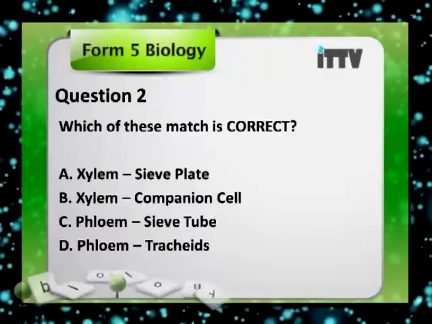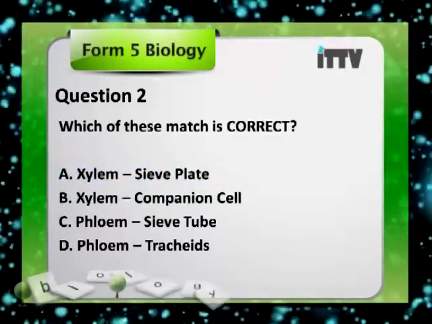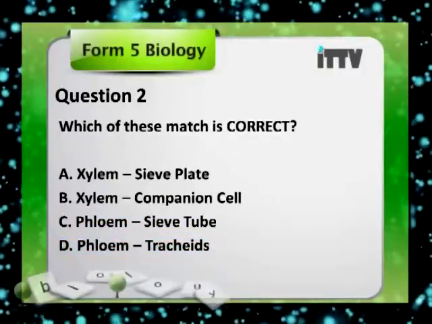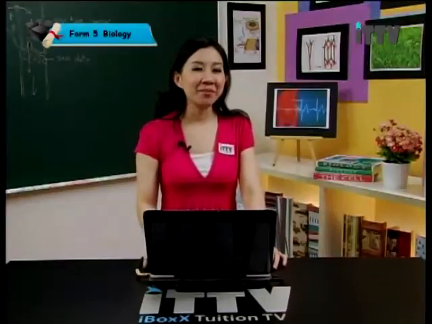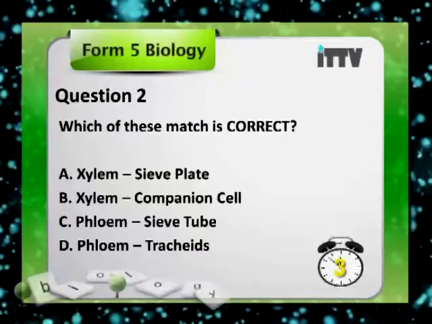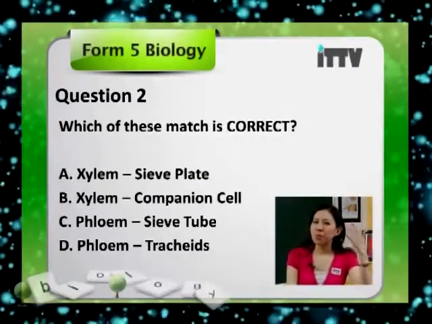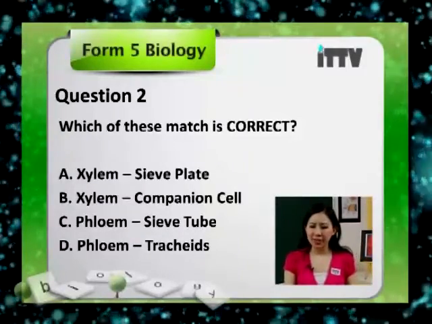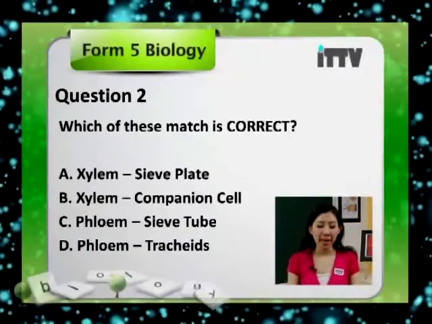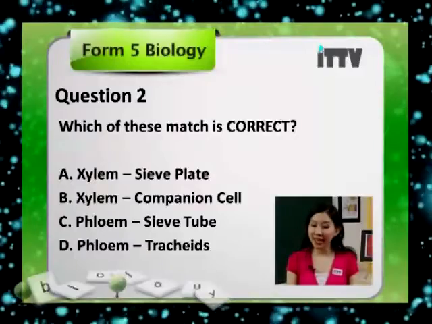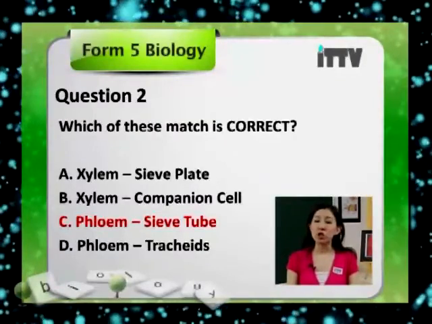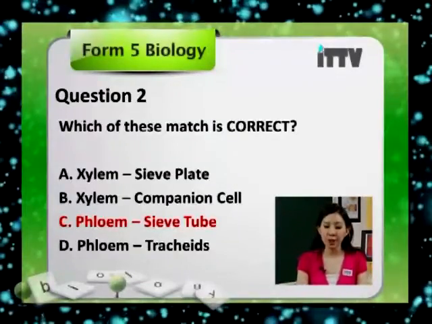Okay, next question. Which of these match is correct? A, xylem, sieve plate. B, xylem, companion cell. C, phloem, sieve tube. D, phloem, tracheids. Now, why don't you just think about this answer? I'm sure you can get it. Now, for this one, it's a bit of memory and recall, right? Xylem was never with sieve plate. That's for phloem. We're running through the options. B, xylem and companion cell. No, companion cell was always with the phloem. C, phloem and sieve tube. This is correct. Yes, you're right. Well done if you chose option C, phloem sieve tube, because option D, phloem doesn't go with tracheids. Tracheids are part of the xylem tissue. So the answer is C.